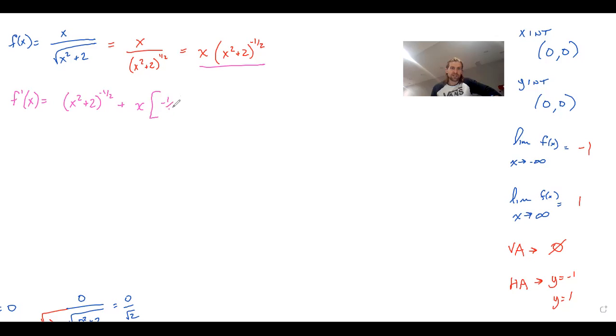is, okay, we put the negative 1/2 in front. We leave the inside part alone. We drop that down a power to negative 3/2 power. Then we times by the derivative of the inside. The derivative of x squared plus 2 is 2x.